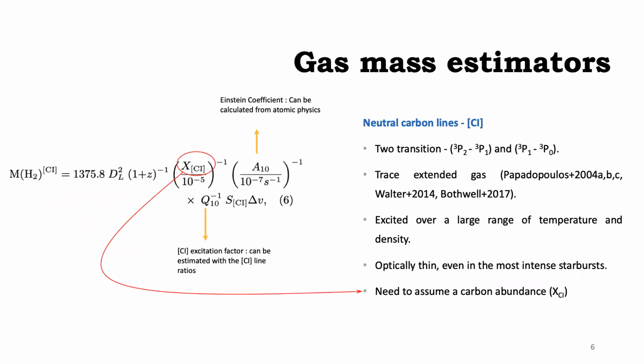The second possibility is to use the neutral carbon emission fine structure lines in order to trace the molecular gas mass. In this case, both the transitions of C1 trace extended gas and remain excited over a large range of temperatures and densities. But even in this case, as you see in this very complicated formula, we still need to understand a few factors. For instance, the Q1 to 0, or the C1 excitation factor, needs to be constrained. But this is possible if we have both the C1 transitions observed, because we can estimate what the excitation factor could be. Additionally, we need to assume a C1 abundance, which is also known to vary with metallicity and density.